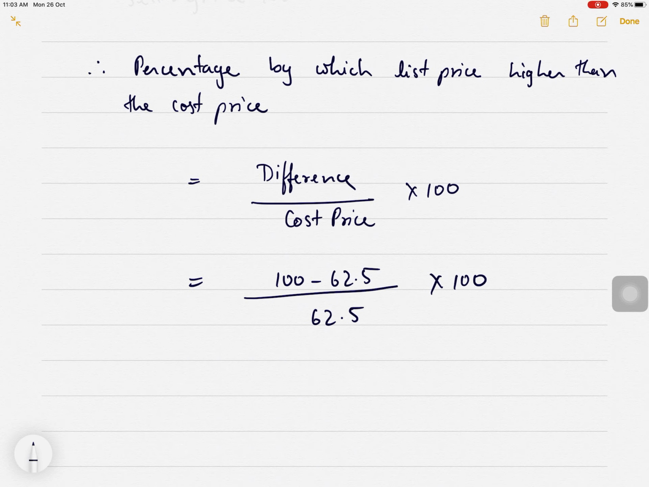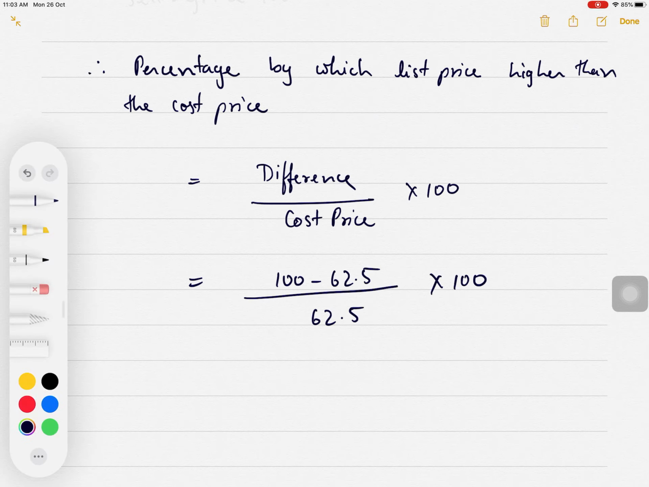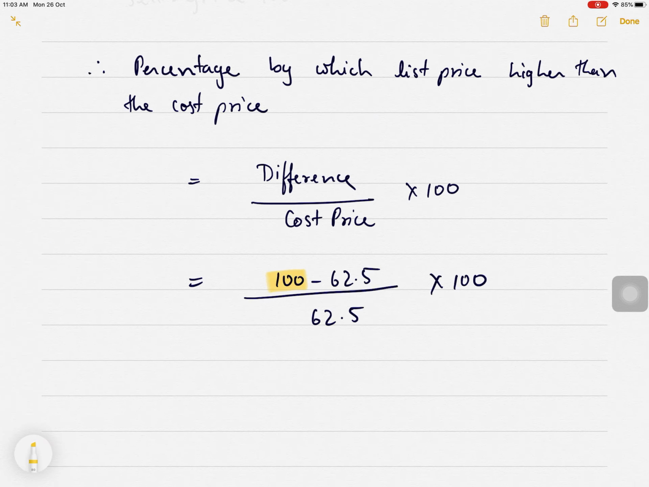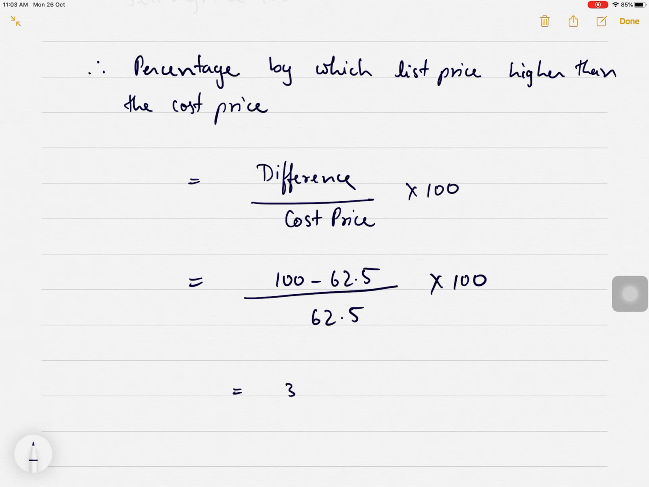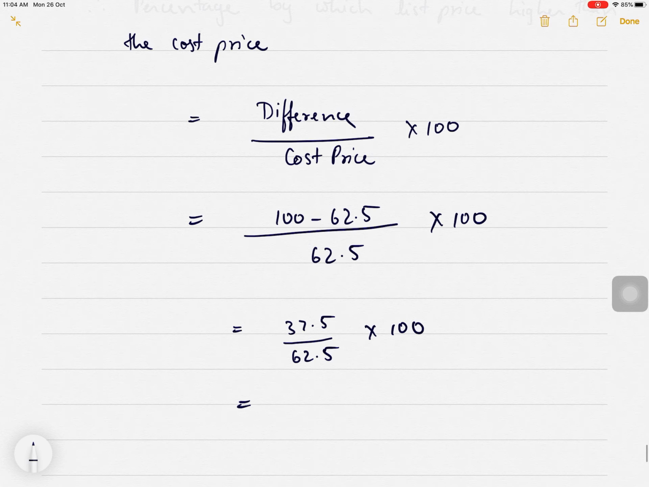Here 100 is the list price. 62.5 is the cost price. So 100 minus 62.5 is 37.5. Divide by 62.5 into 100. So when you calculate this, it comes to 60%. So 60% is your answer.